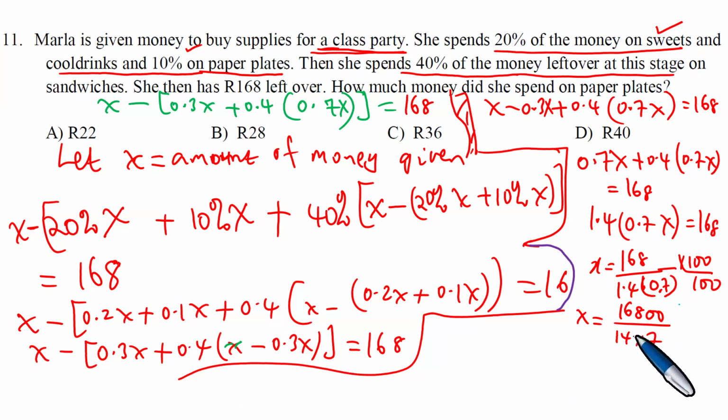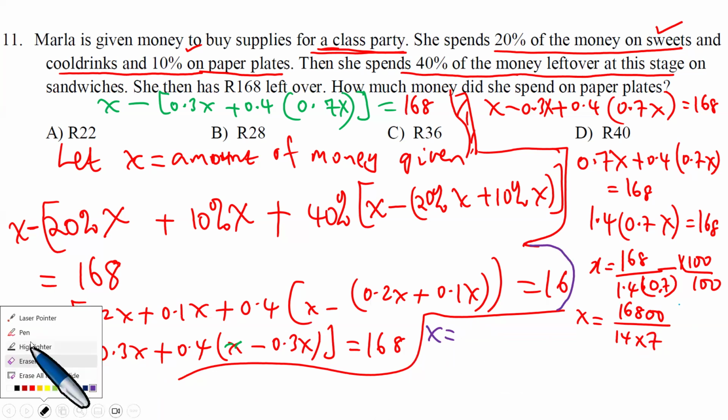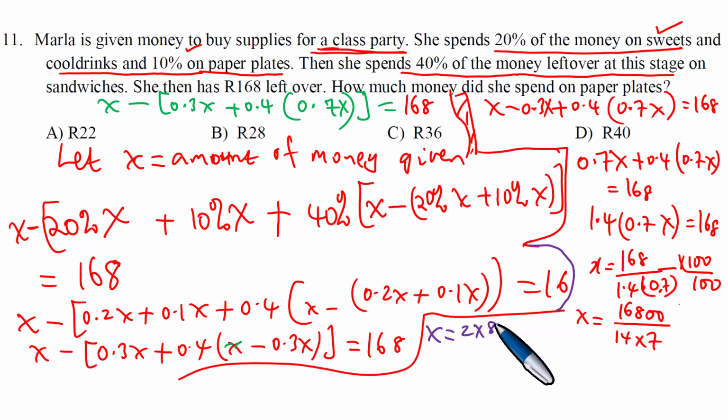Let's simplify this one now. 168. Where does this 168 come from? Let's get the factors of 168. It is divisible by 2. What is 100 divided by 2? It's 50. And 168 divided by 2 is 84, since 68 divided by 2 is 34. We're just trying to simplify these numbers, no calculator. So it is 2 times 84 divided by 2 times 7, because 14 is 2 times 7.